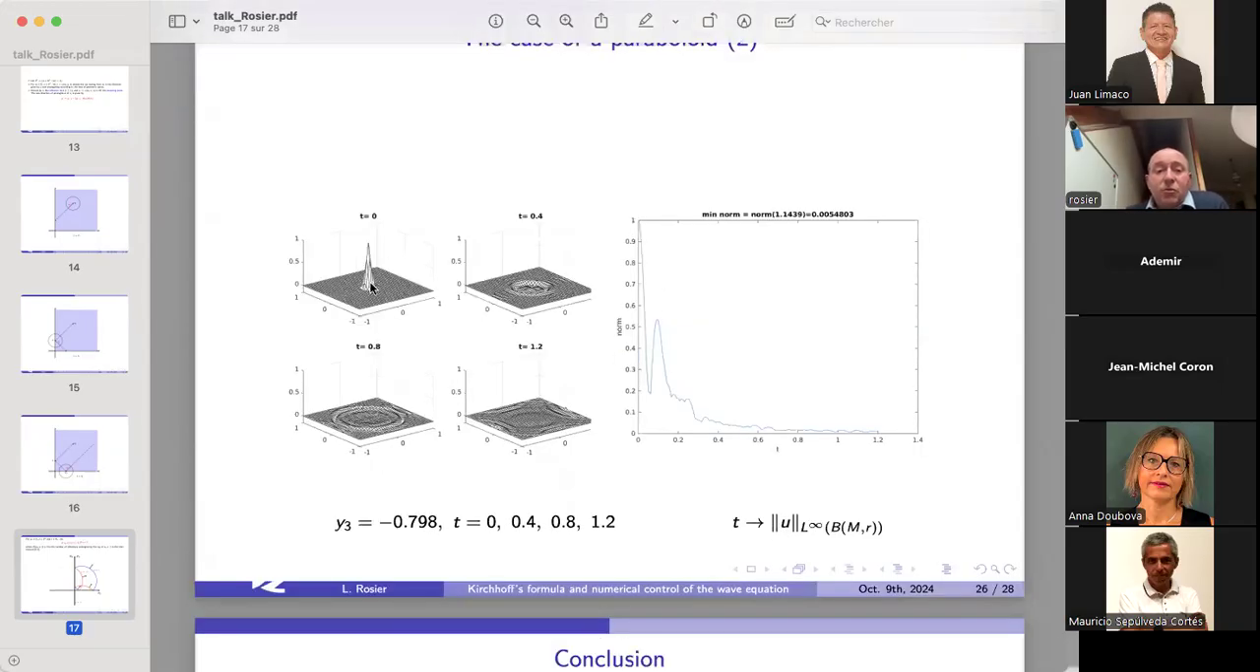So this is the initial Gaussian, and you see that at time 1.2 around the support of the Gaussian, it's almost zero, so it's good, even if it is not zero close to the boundary. And if you look at the L infinity norm, the value is quite small: it's 5 times 10 to the minus 3 at 1.2, something like that. So it's quite good.